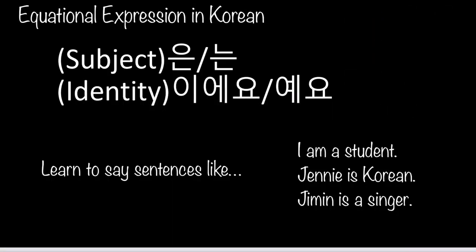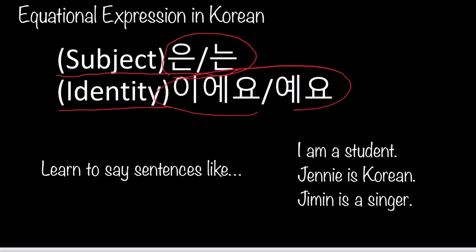Hello, today we're going to go over equational expressions in Korean. So this is the sentence structure right here. Subject, and the subject particle 는, an identity, and then the verb to be, either 이에요 or 예요. We'll go over this in more detail in a second.